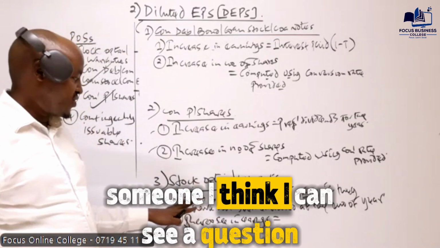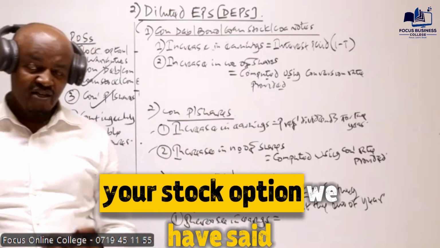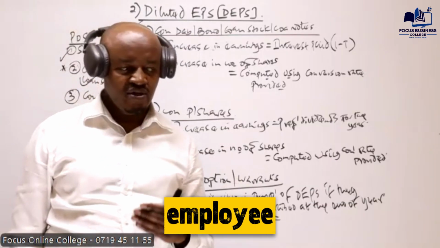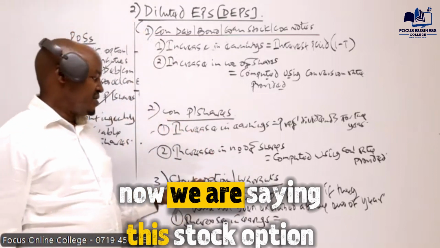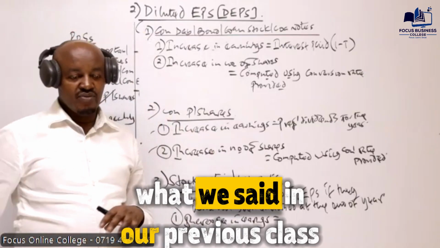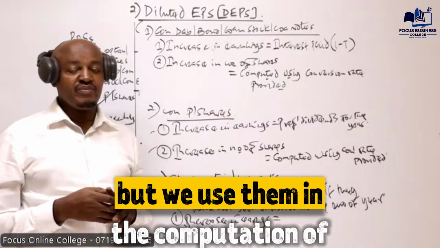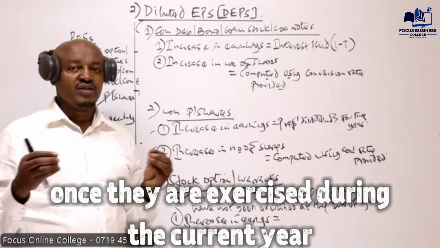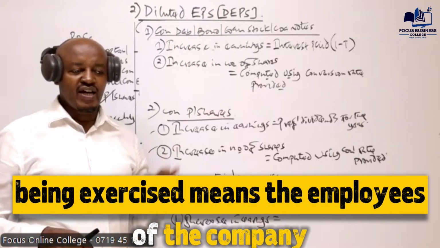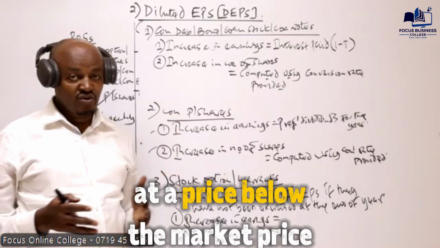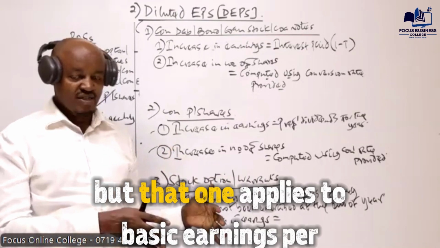someone, I can see a question here from Awino. So remember what I've said here, a stock option is a privilege which can be given to you as an employee to buy the shares of the company at a price below the market price. If you can recall what we said in our previous class, we also use them in the computation of basic earnings per share, once they are exercised during the current year. Being exercised means the employees bought the company shares at a price below the market price. That is the first thing you need to remember. But that applies to basic earnings per share.